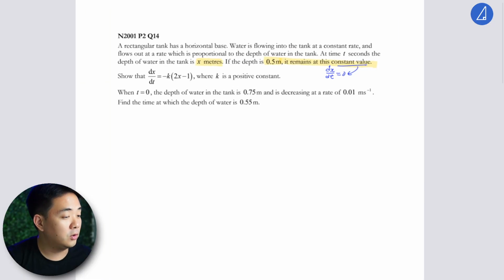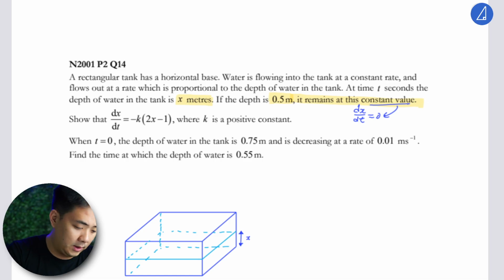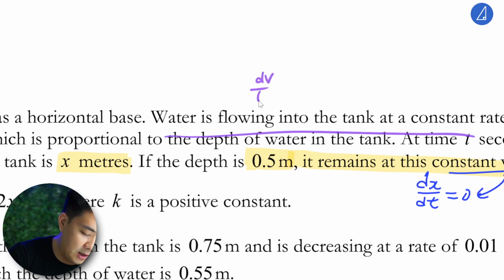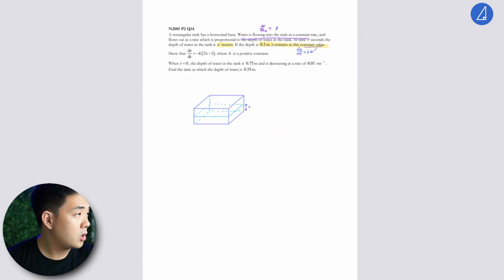So I'm just going to draw out the tank first. This is a rectangular tank, and this is x, the depth. The water is flowing in at a constant rate, so I'm going to write dV/dt in equals k. Or maybe don't let it be k, let it be p or something. It's a constant rate there.